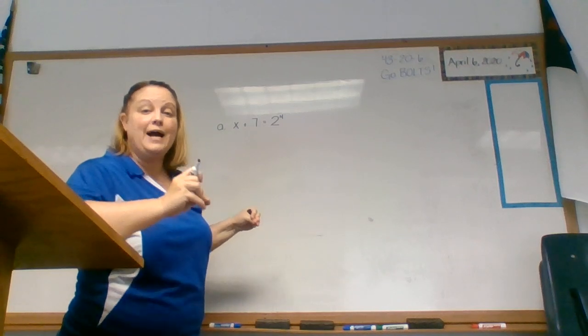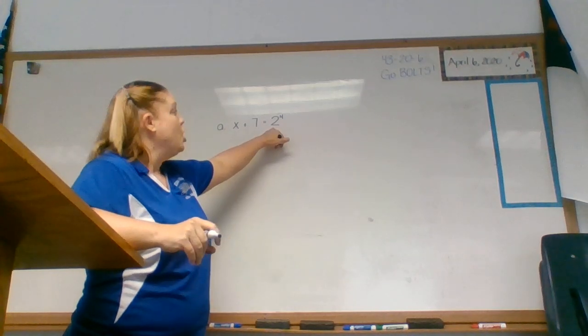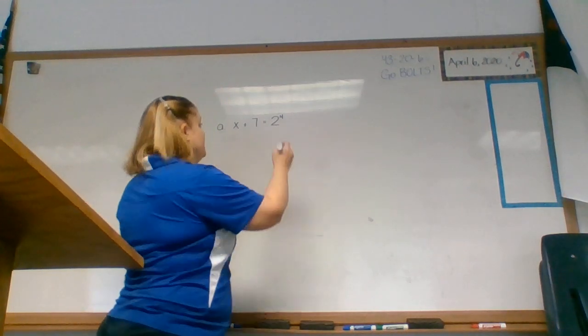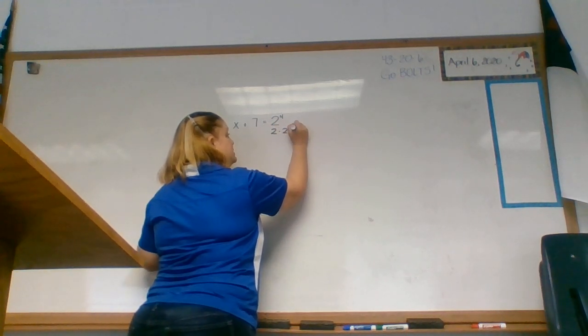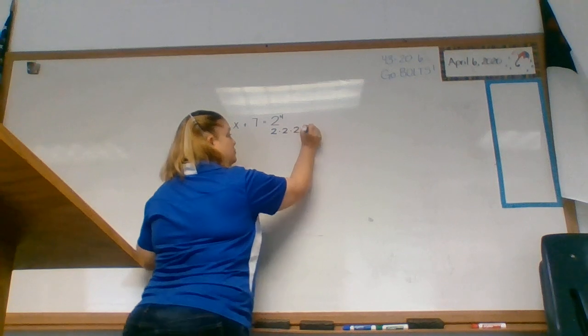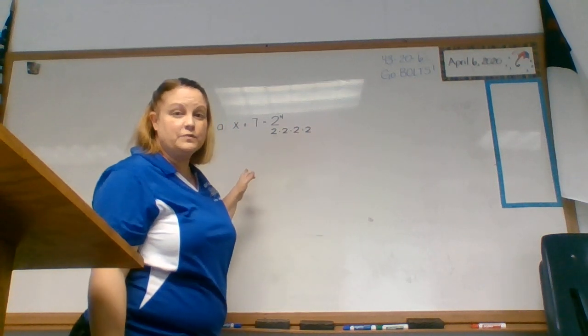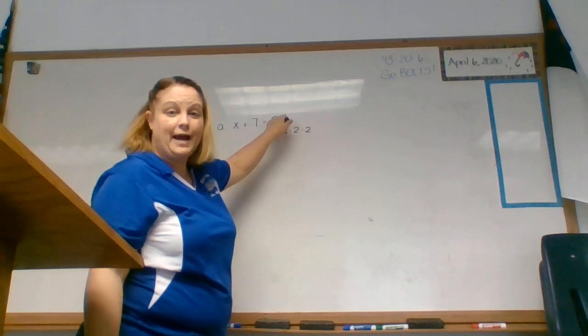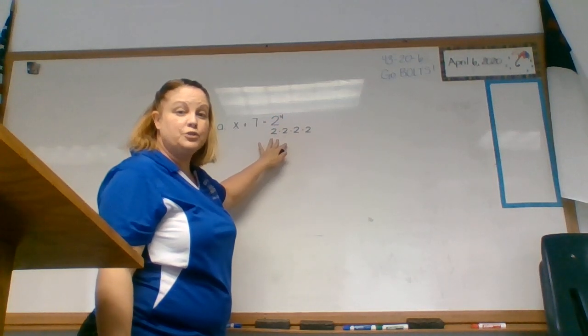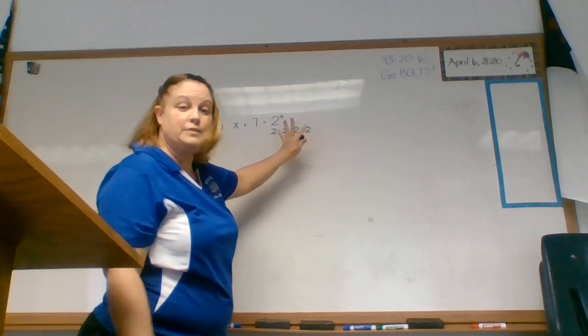Simplify the side without the variable. Hopefully you remember that this stands for 2 times 2 times 2 times 2. It is not 2 times 4 is 8. It's 2 multiplied 4 times when we have that exponent. So 2 times 2 is 4, times 2 is 8, times 2 is 16.